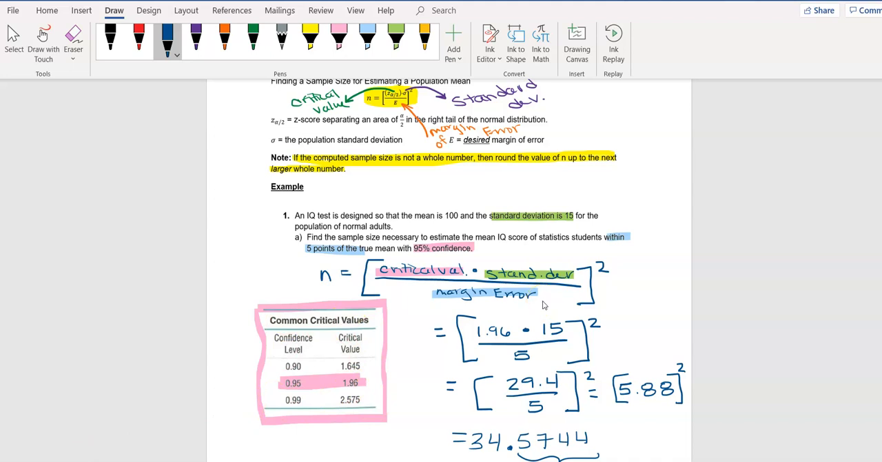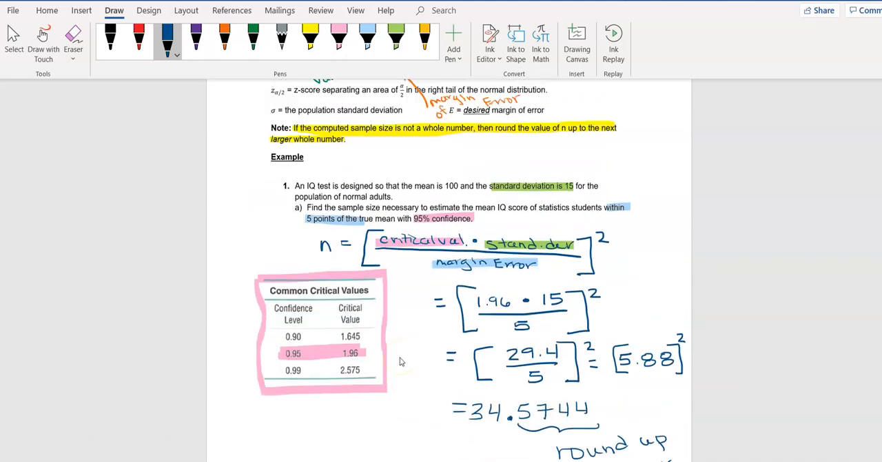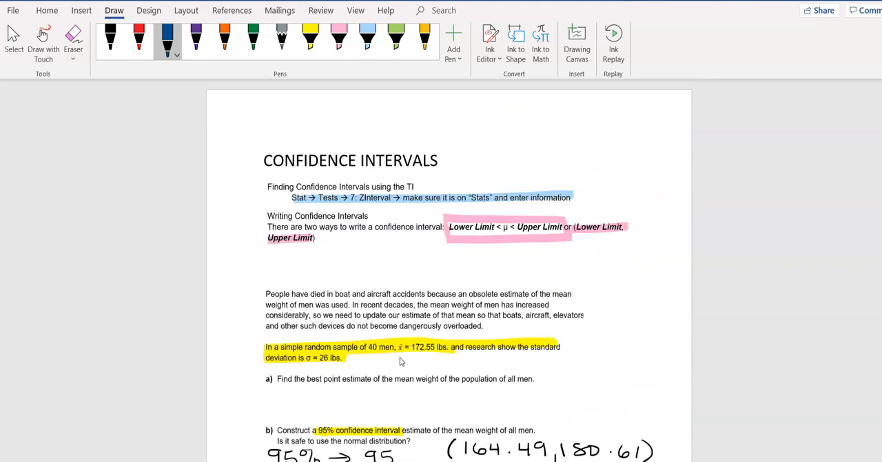So once you know those three values, you're going to plug them in your formula and evaluate them. You'll likely end up with some sort of decimal, and just remember that you're going to round up. So in this case, my answer would be 35. So hopefully this helps you find your sample size when asked for that, or your confidence interval.